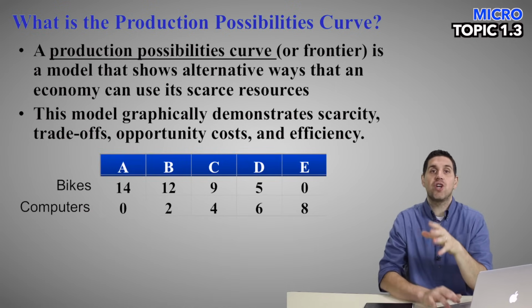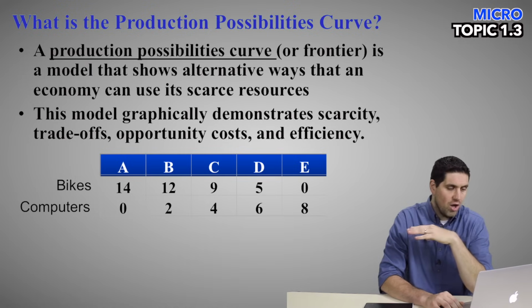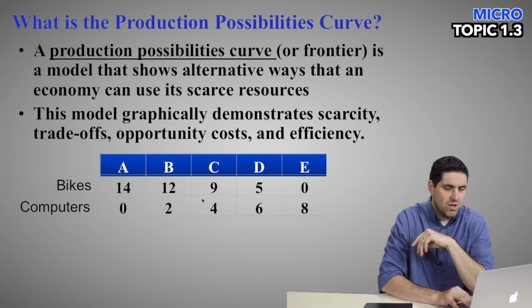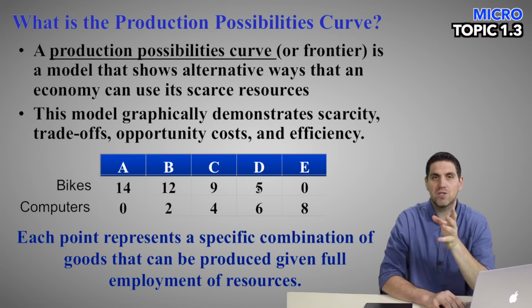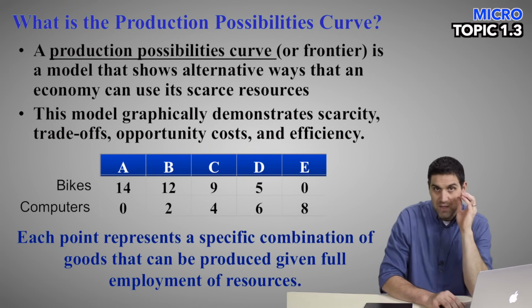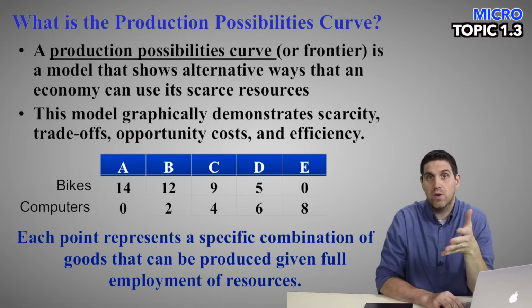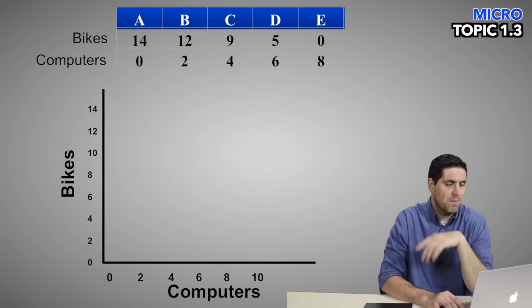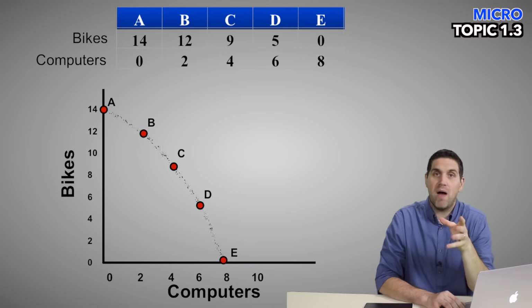Now it starts off with a chart. This chart shows bikes and computers, with A, B, C, D as different combinations. So we can produce all bikes and no computers, or all computers and no bikes, or some combination in between. So if you actually plot this, you come up with a production possibilities curve. Each point represents a specific combination of the two goods we can produce at full employment using all of our resources. So if we take the chart and put it on a graph, it's going to look like this. You've got bikes, computers, and you plot the different points, and you've got, boom, right here, the production possibilities curve.